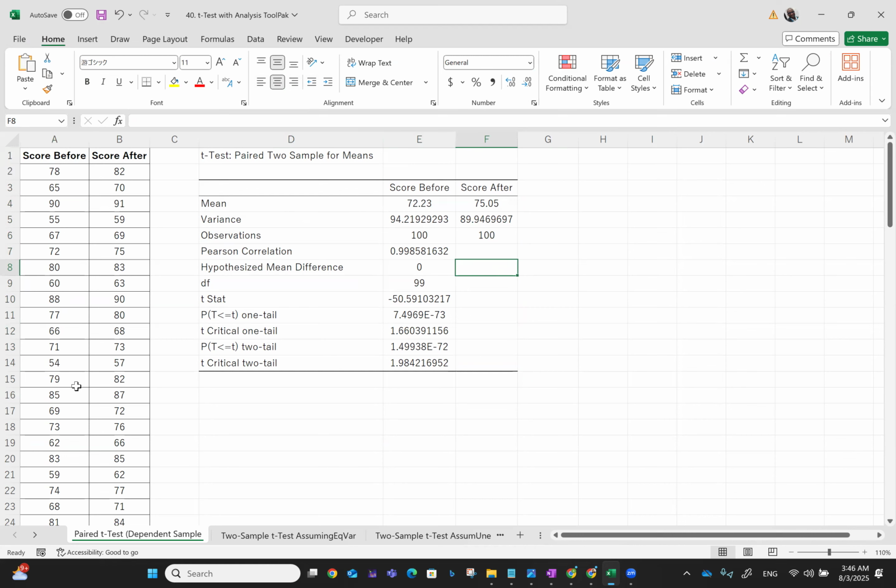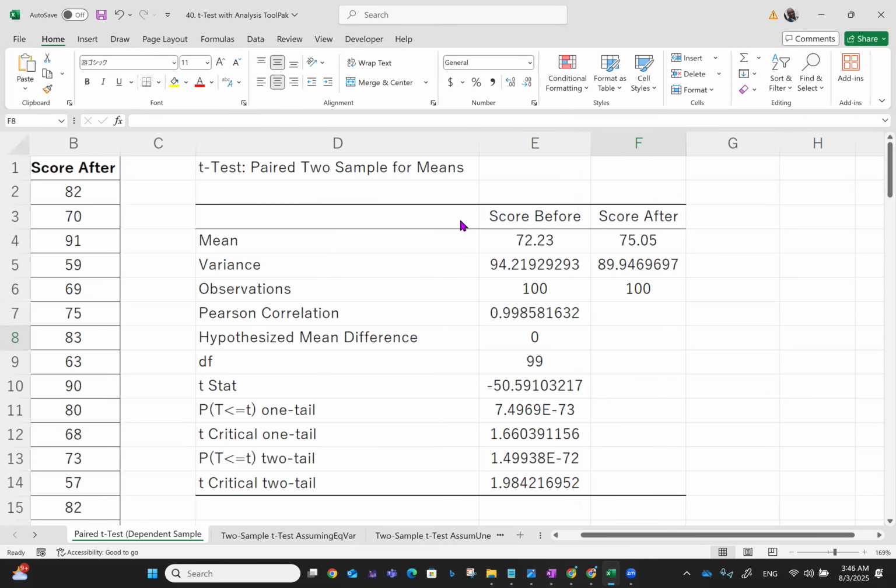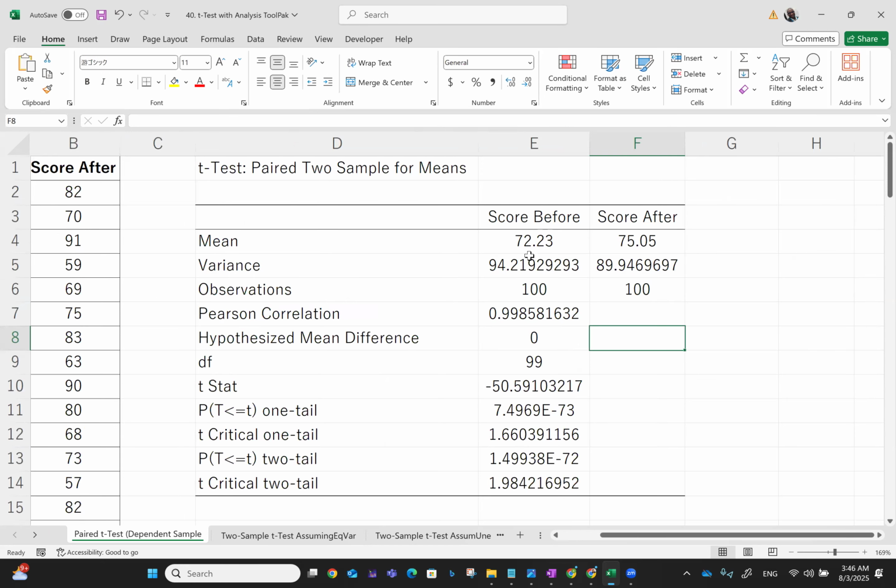It's just taking the average of the score before. All right, so we have the mean. That's what that simply means: it is the average of each sample. So the average score before is 72.23. The average score after is 75.05. That's already giving us a signal of better performance after the training program.